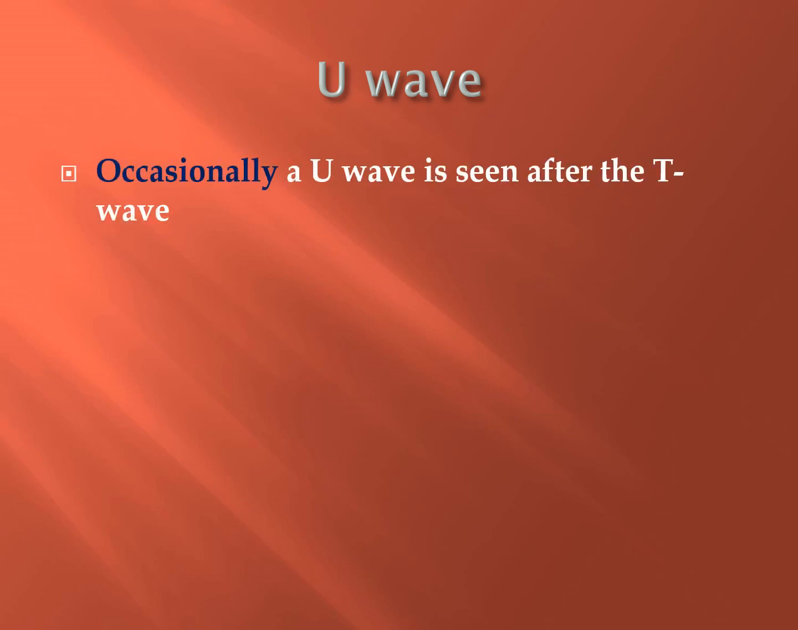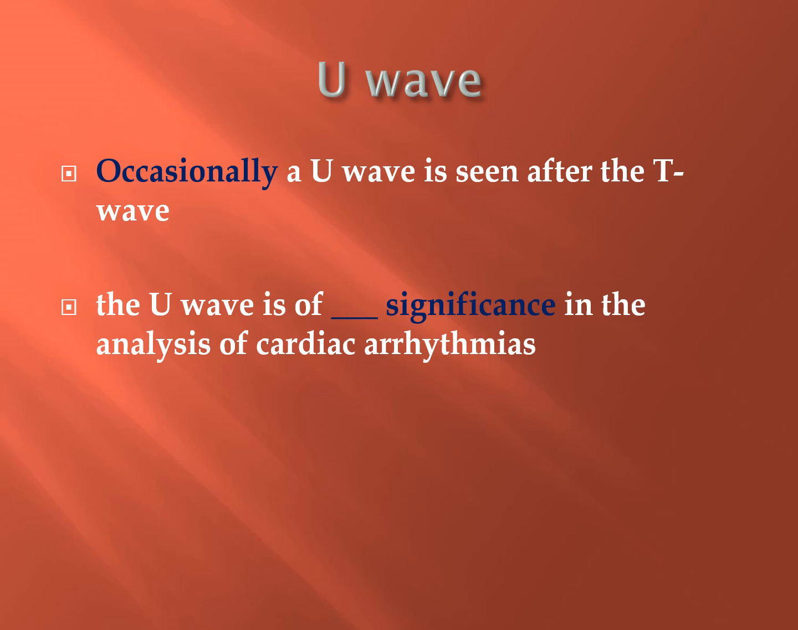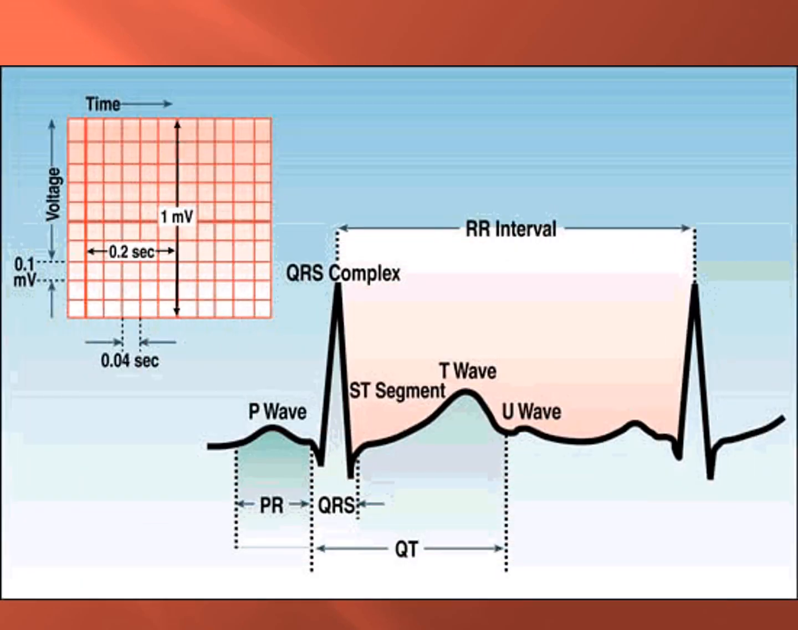The U wave. Occasionally a U wave is seen after a T wave. The U wave is of no significance in the analysis of cardiac arrhythmias. I think I have an example on this next slide here. Here's the example of a U wave. So there's a T wave where you have the ventricular repolarization. There's that negative U wave, and then you're back to baseline, and then you follow with a P, Q, R, S, T again. So no significance, not something we usually pay attention to for most cardiac cases.